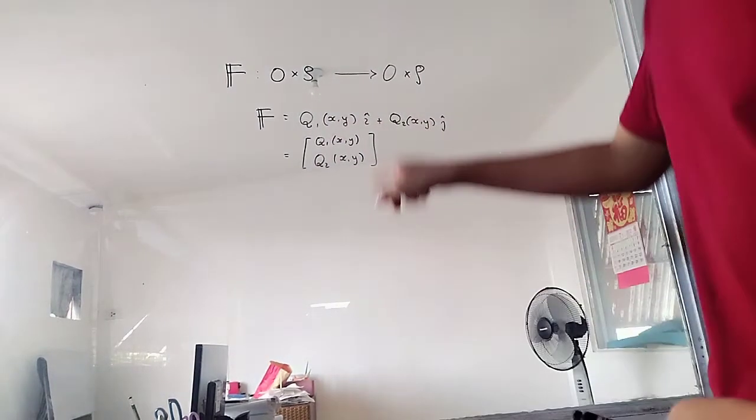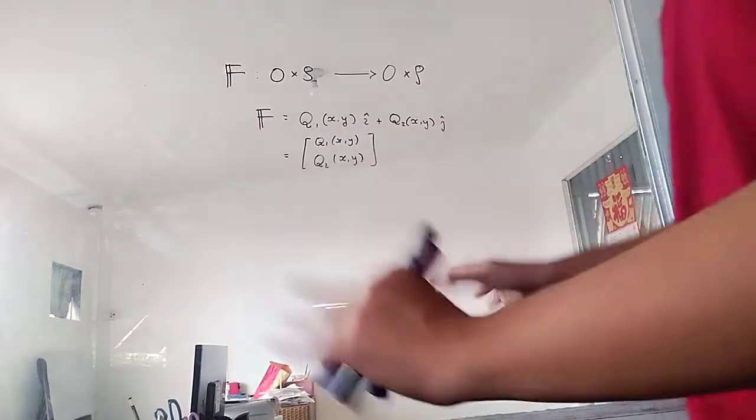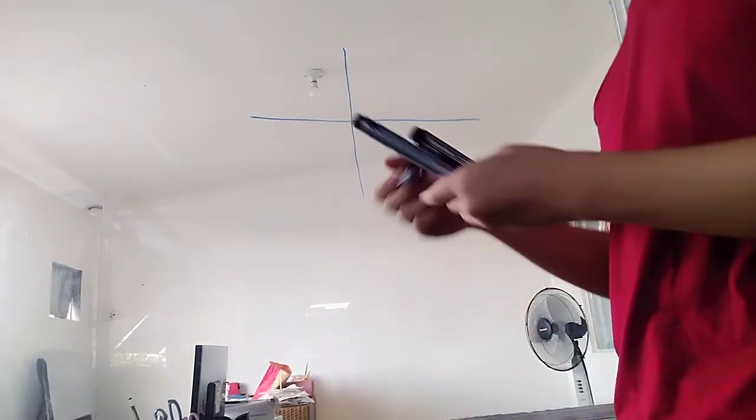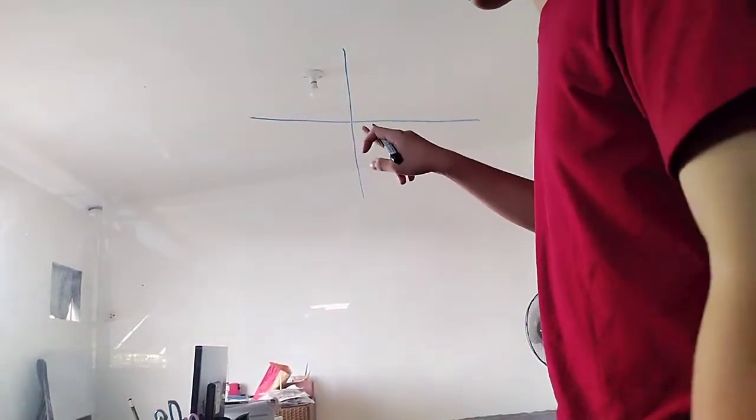Or we can just write it via vector notation: Q1 of x, y and Q2 of x, y. Since we're using i hat and j hat notation anyway, you can write it like this or like this. And what this would look like is something like this. We have our system, you guys can see this, and then we have vectors. Let's say that the center has positive divergence, so our vectors will go like this.